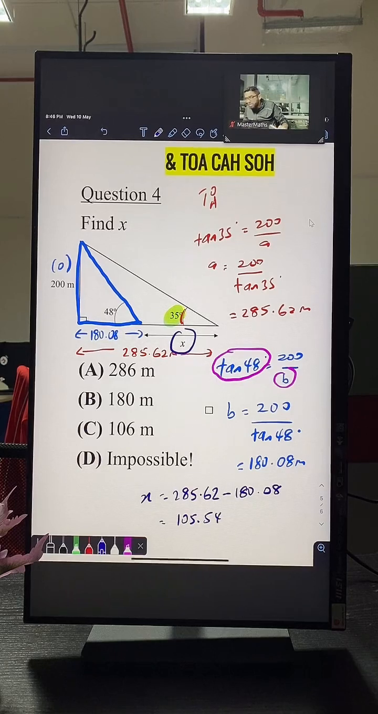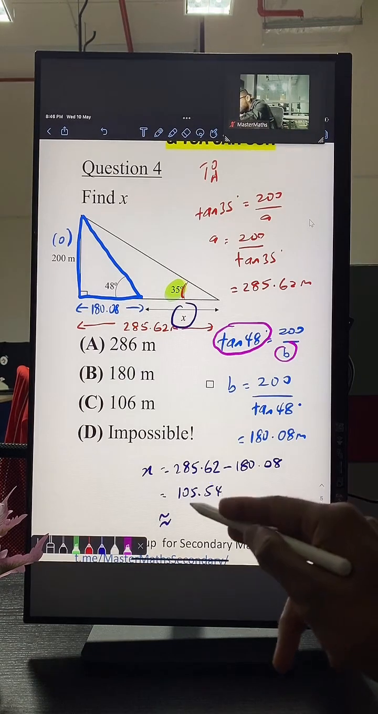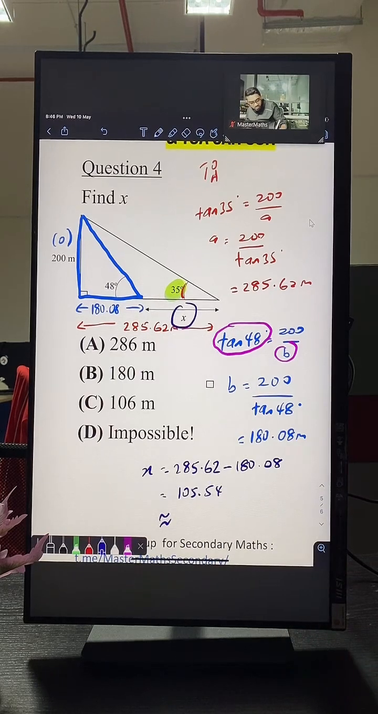105.54. Some of you are like, Coach, how come you say it's 106? Because you got to give it to 3SF. What is a 3SF for this? This is the first SF, second SF, third SF. The fourth SF is a big guy. 5 is a big guy. So if 5 is a big guy, 105 will become 106.